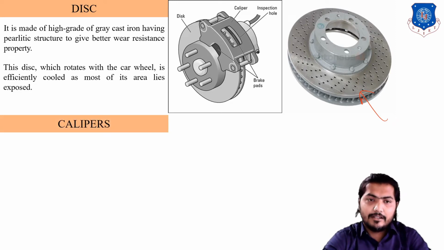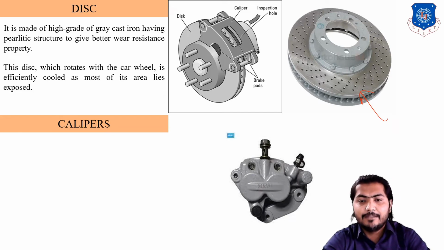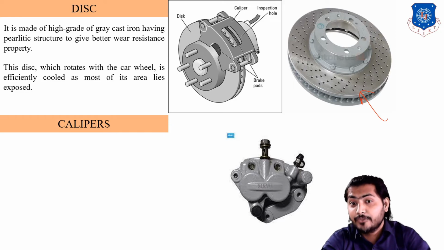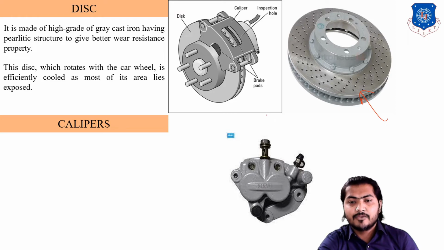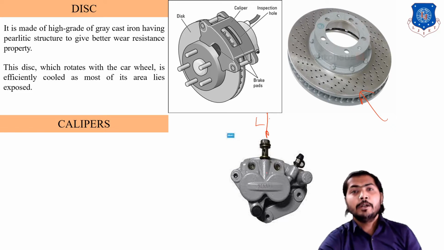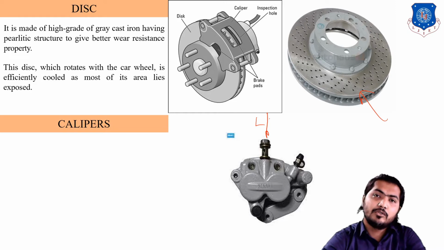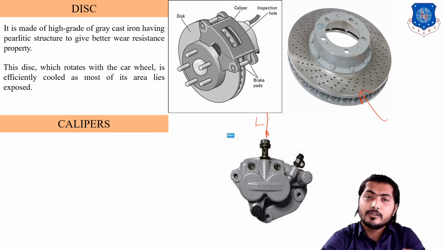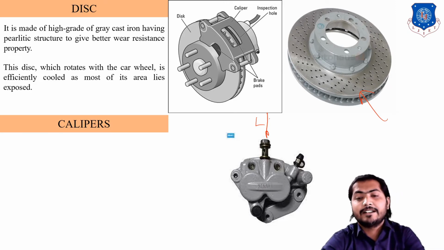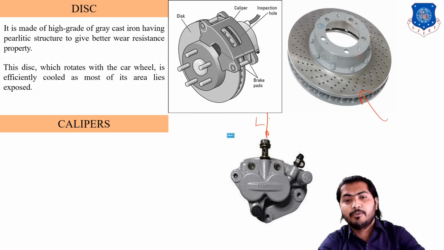Next, another component is the caliper. This diagram shows a caliper with the piston cylinder arrangement, in which fluid is completely filled. There are two valves: one valve is for the fluid that comes from the master cylinder, and another is for brake bleeding. Brake bleeding is needed when air bubbles are inside the fluid, so it cannot apply pressure perfectly. At that time the air comes out with the help of brake bleeding.